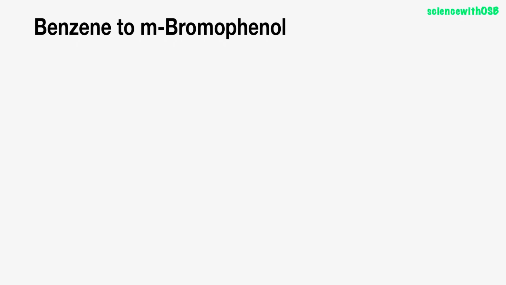Benzene to metabromophenol. First, we can draw the reactant and product. So, the reactant is benzene, right? And what is the product? Metabromophenol. So, on the benzene ring we have an OH group. Now, it is phenol. Now, at the meta position you have bromine.